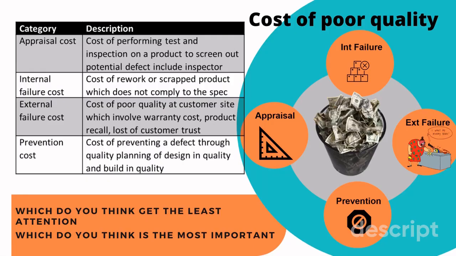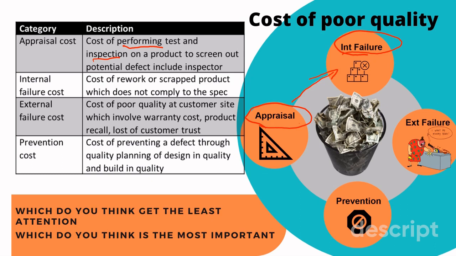There are four types of costs associated to quality. The first is appraisal, related to detection of a potential reject in a product, which includes the cost of performing the test and inspection to screen out the potential defect. Second is internal failure cost, which is the cost of rework or scrap product which does not meet requirement. Normally, it's the fallout from the appraisal cost that results in internal failure cost.